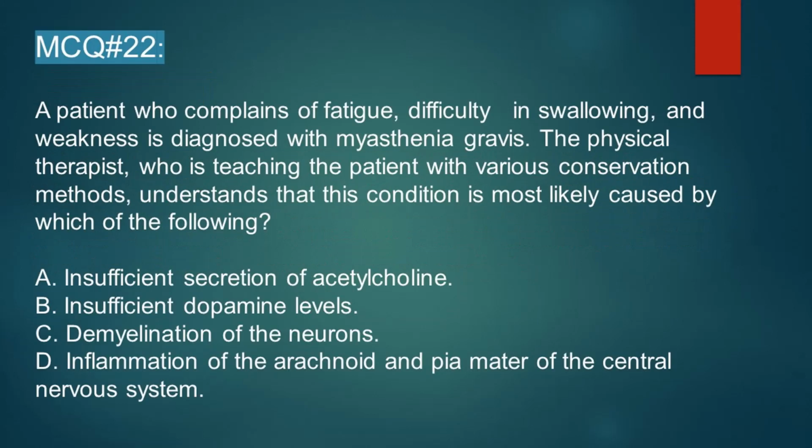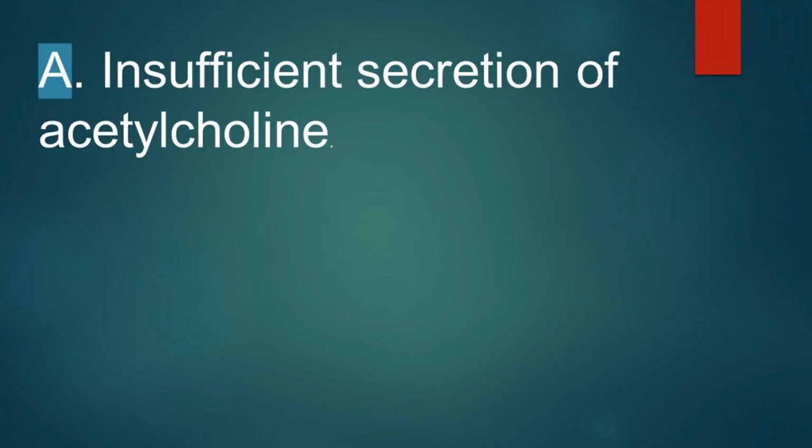Next, we have the MCQ number 22. A patient who complains of fatigue, difficulty in swallowing, and the weakness is diagnosed with the myasthenia gravis. The physical therapist who is teaching the patient with the various conservation method understands that this condition is most likely caused by which of the following? Option A, insufficient secretion of the acetylcholine. Option B, insufficient dopamine level. Option C, demyelination of the neurons. And the option D, inflammation of the arachnoid and the pia mater of the central nervous system. And the correct answer is option A, insufficient secretion of the acetylcholine.